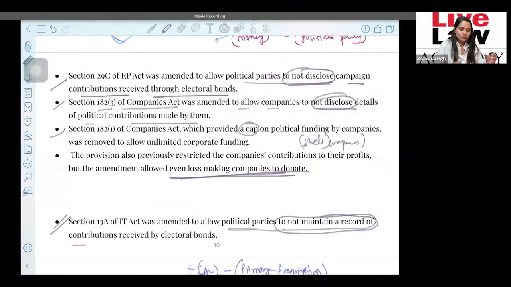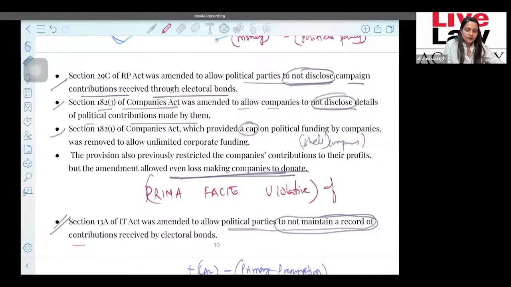Take a moment, look at all these amendments again and ask this question. The reason I am asking this question to you here is because I want you to think about this, whether this appears to be prima facie violative of part 3, okay, of article 14 of 19(1)(a).